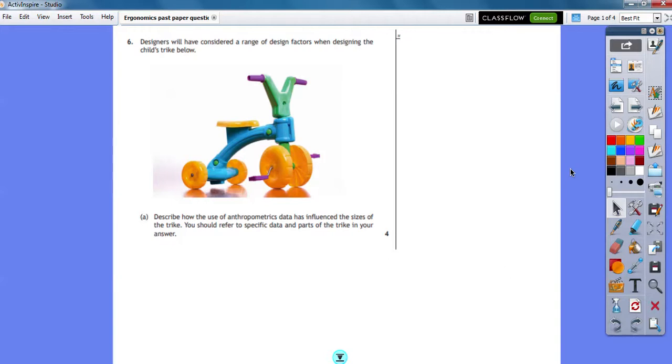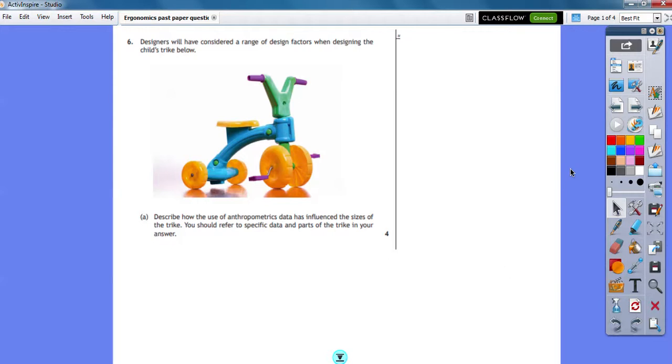So let's start with this first question here. Designers will have considered a range of design factors when designing the child's trike below. Describe how the use of anthropometric data has influenced the sizes of the trike. You should refer to specific data and parts of the trike in your answer.